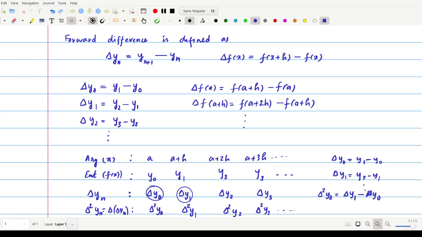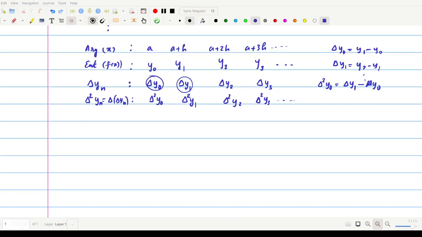In a similar fashion, you can define delta cube of y0, delta cube of y1, and so on. So you can define any order difference, or forward difference, in this manner. Next we will see some examples of tables dealing with these forward differences. Before that, we generally define delta square of yn as delta yn plus 1 minus delta yn.